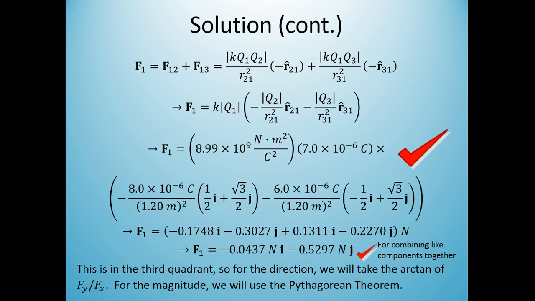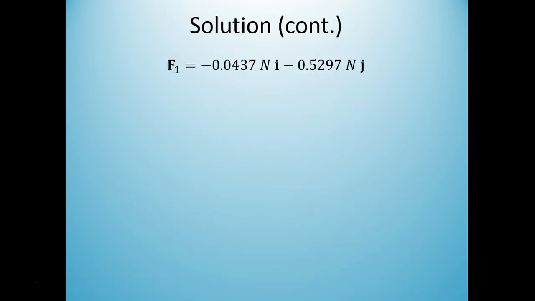So when we end up getting the angle, we're going to need to add 180 degrees if we end up deciding to take the arctangent of that. So that's just something we're going to keep in mind. So now we have our net force vector overall in component form. This is the net force vector in component form.